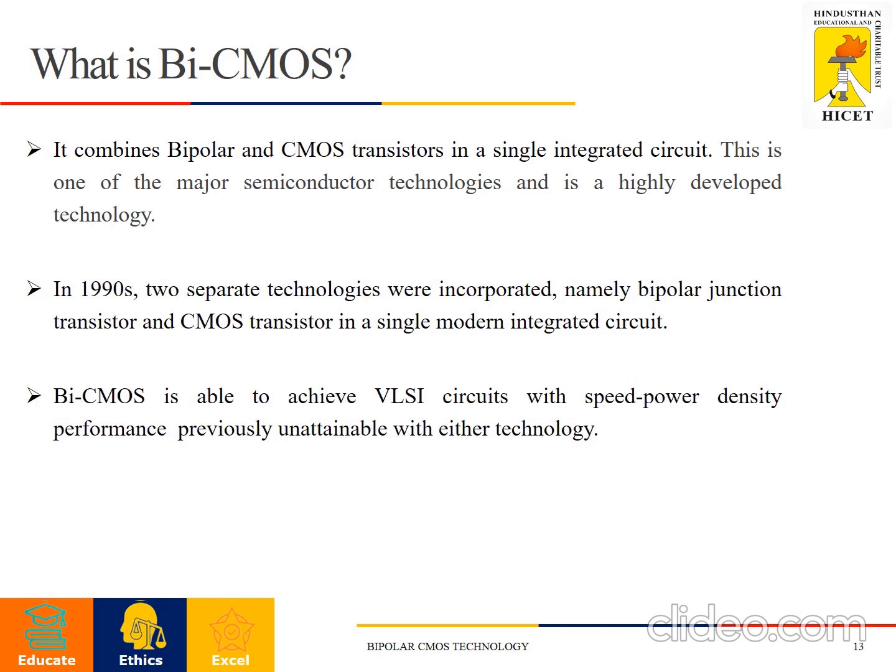In 1990, two separate technologies, the bipolar transistor and the CMOS transistor, were incorporated in a single modern integrated circuit. Bi-CMOS is able to achieve VLSI circuits with speed, power, density, and performance previously unattainable with either technology alone. That is the major feature of it.